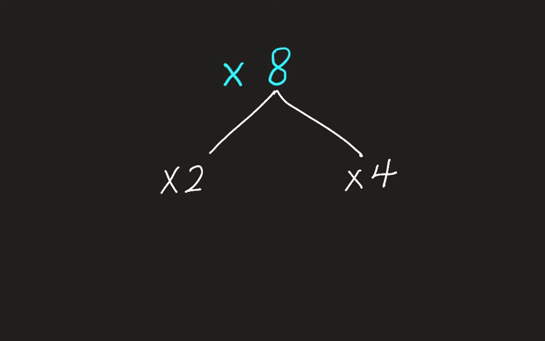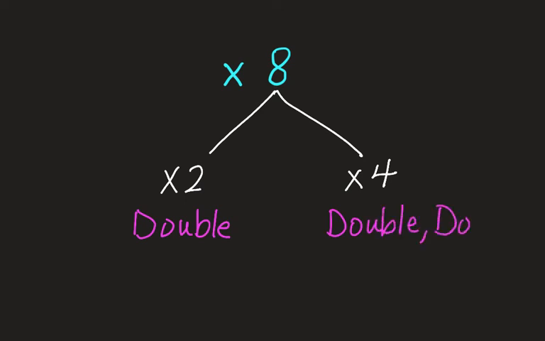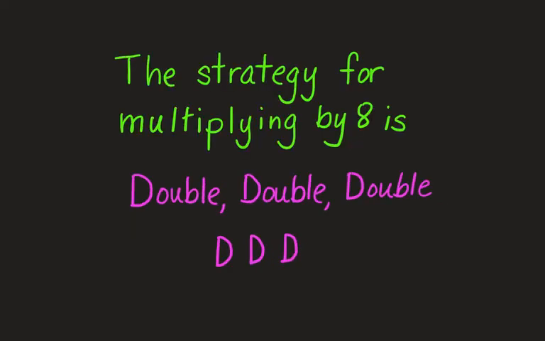And we know that the strategy for multiplying by 2 is double. And we know that the strategy for multiplying by 4 is double, double. So what we can do is to multiply by 8, we're going to double, double, double the other factor. The strategy for multiplying by 8 is double, double, double the other factor. And I like to mark it as D, D, D, so that's not diners, drive-ins, and dives. That's double, double, double.